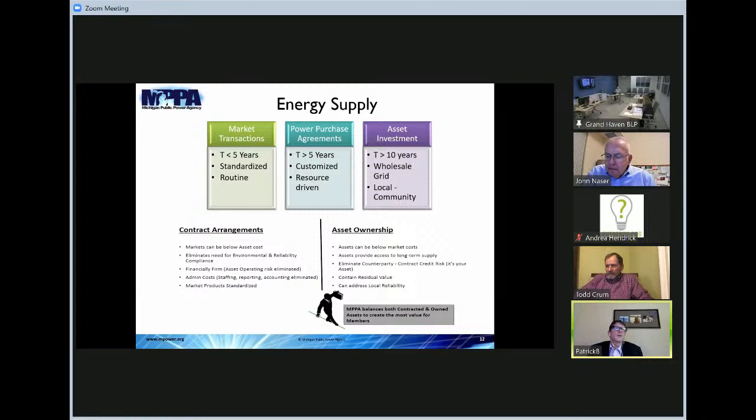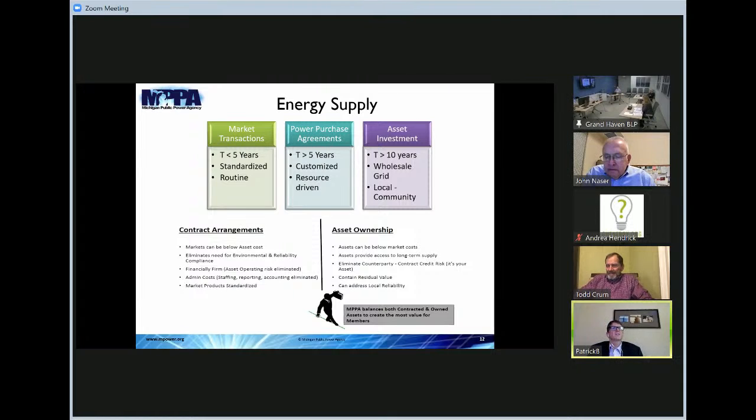When you enter into transactions that are contracted arrangements that are out longer than 5 years, they're typically customized. They're oftentimes driven by a resource. So most recently, you've heard MPPA doing large wind and solar power purchase agreements. And that's exactly what those are. They're driven by the resources that are being constructed, and those contracts are customized around those resources.